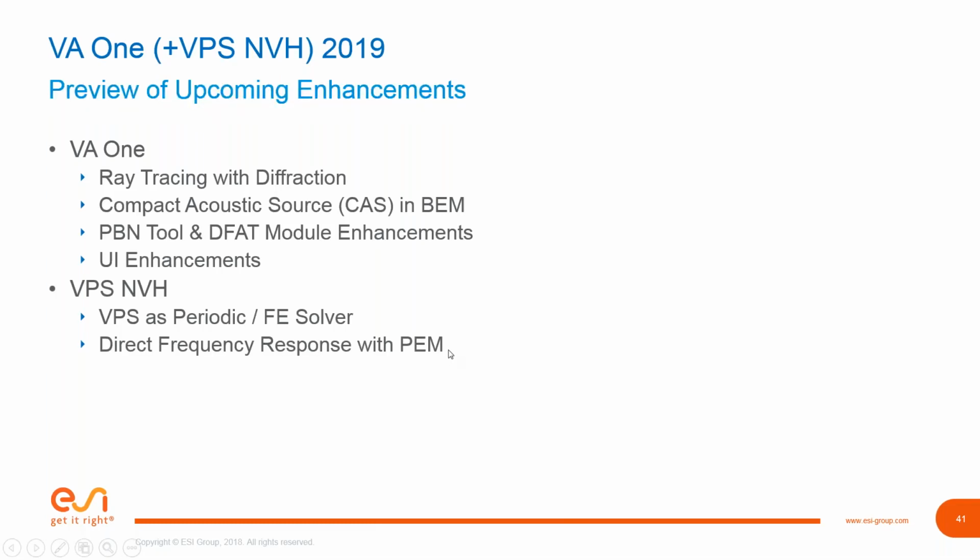On the VPS NVH side, we are committed for 2019 to switching to VPS, our very powerful ESI in-house FE code, as our periodic and FE solver. That'll have some immediate performance benefits for us, as well as the range of problems and element types we can solve. And we'll also leverage that with the upcoming direct frequency response for pore elastic material capability. We'll plug that right in and take full advantage of that in our pore elastic material hybrid solves.